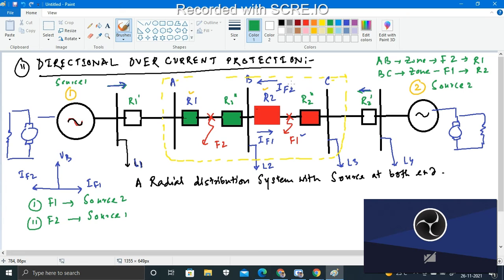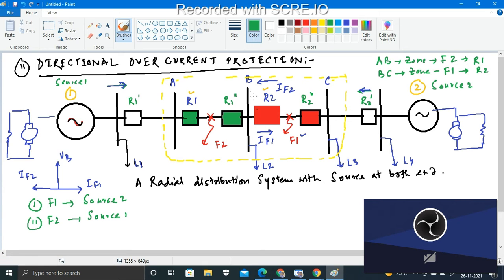So we have to connect the relay at both ends, so that if any such kind of fault appears in source 1 and source 2, in those cases we will identify the fault using the relays R1 and R2. So in this case, from the magnitude of the current seen by relay R2, we have to check what will be the magnitude of the faulty current IF2. Depending upon the magnitude of the current, the relay R2 will sense.